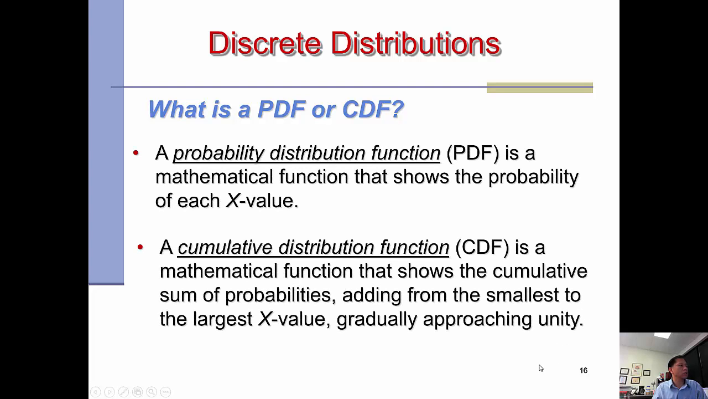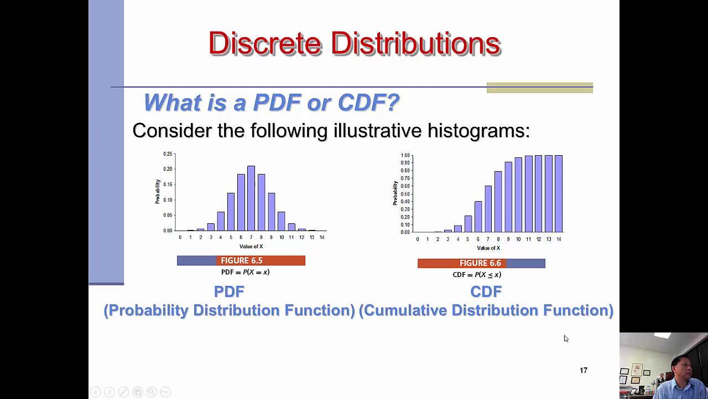Basically, when we construct a distribution chart, we can have a PDF or CDF. PDF is a probability distribution function. That's a mathematical function that shows the probability of each x value. A CDF, or cumulative distribution function, is a mathematical function that shows the cumulative sum of probabilities, adding from the smallest to the largest x values, gradually approaching unity. Let me explain that to you. Like this one here. If this is the value of x, this is the probability of each, and if you draw a chart, that's the probability distribution function.